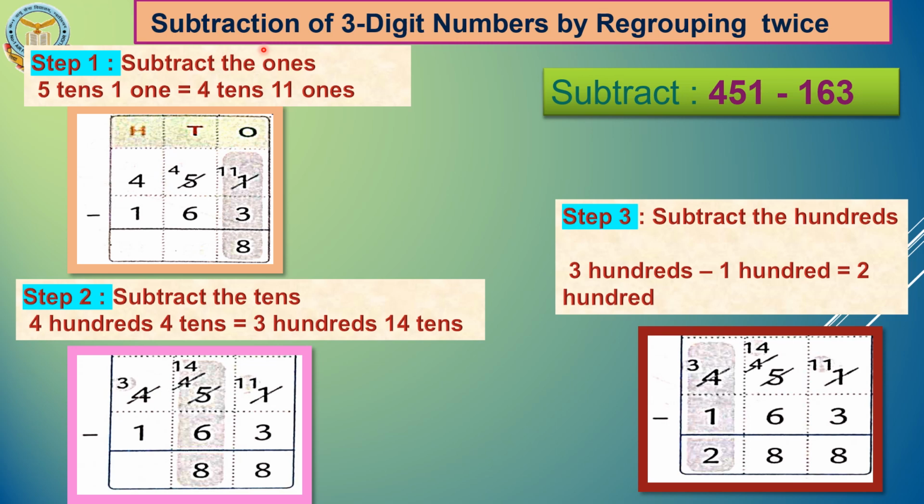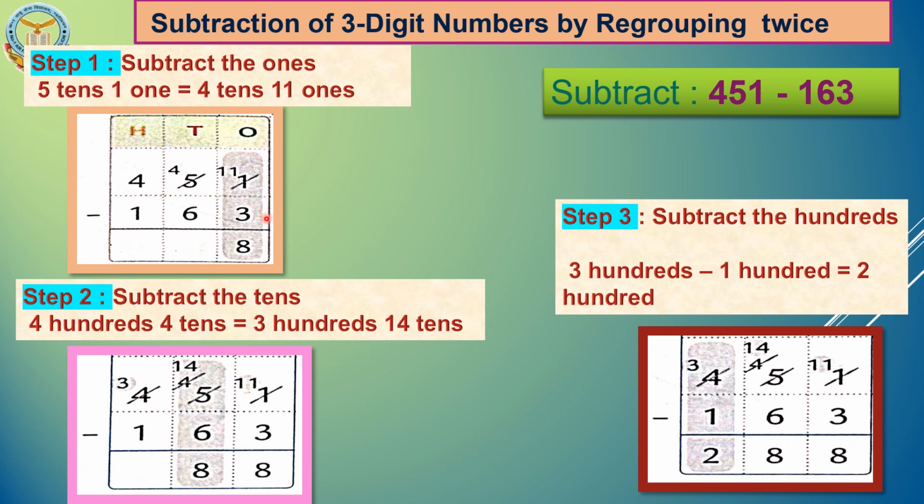Now we will learn subtraction of 3-digit numbers by regrouping twice. Let us learn through an example. Subtract 163 from 451. 451 is a minuend and 163 is subtrahend. Arrange these numbers in a column and start your subtraction from the ones place.